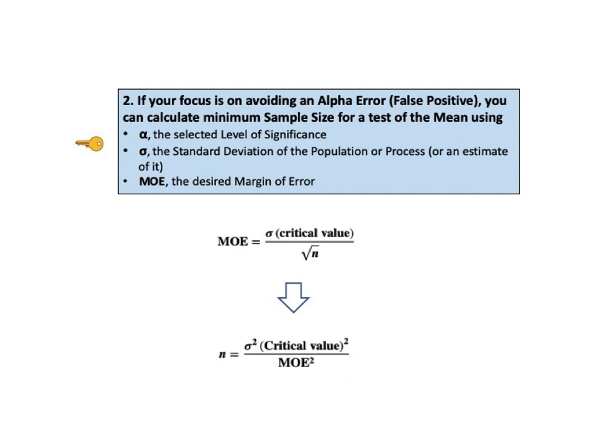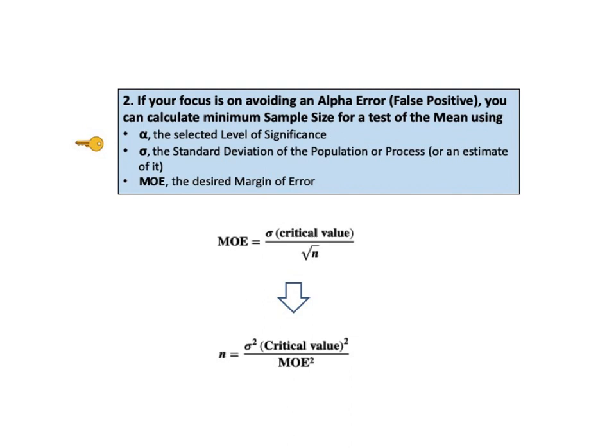We can do this by algebraically manipulating a formula which has these three variables. For example, margin of error, MOE, equals the standard deviation times the critical value divided by the square root of the sample size. Sigma is the population or process standard deviation. Often we don't know it, so we must use an alternative, such as an estimate from previous studies, or an industry standard, or a sample's standard deviation.